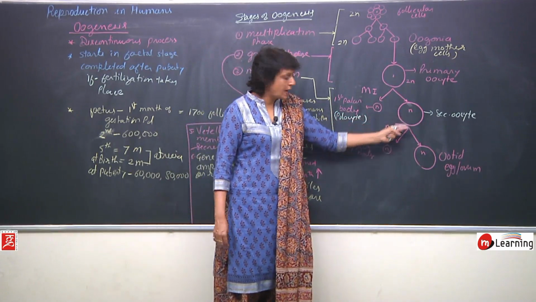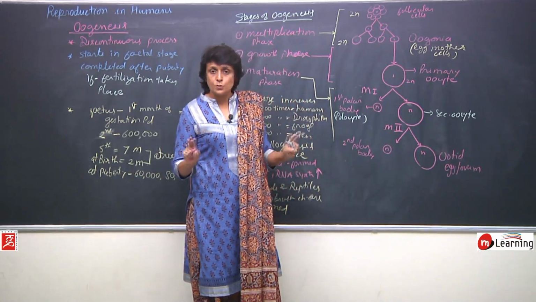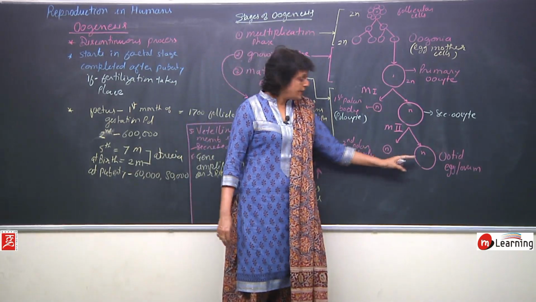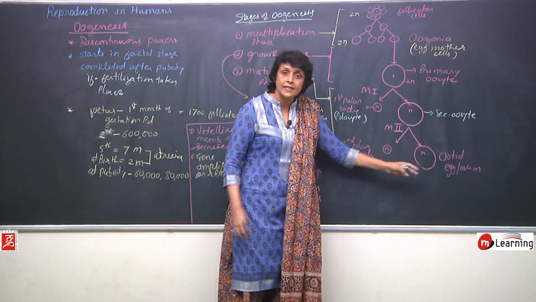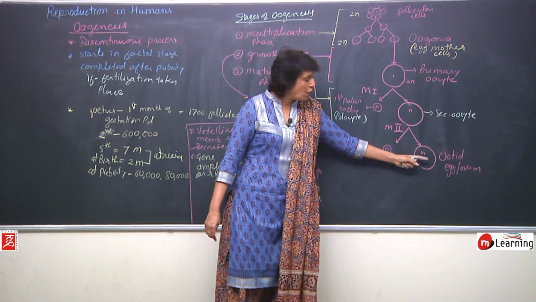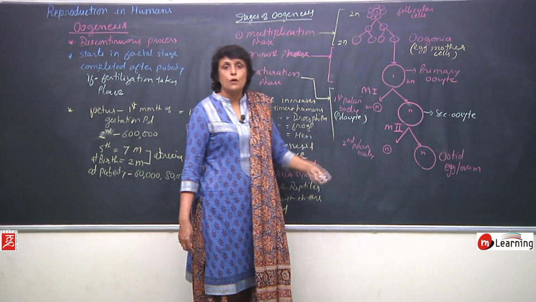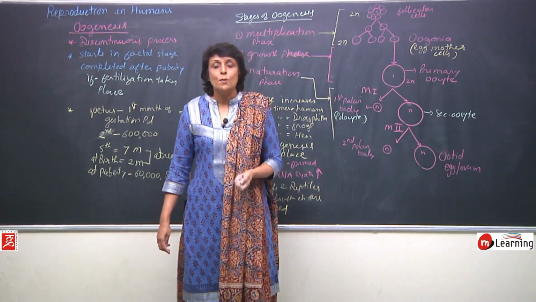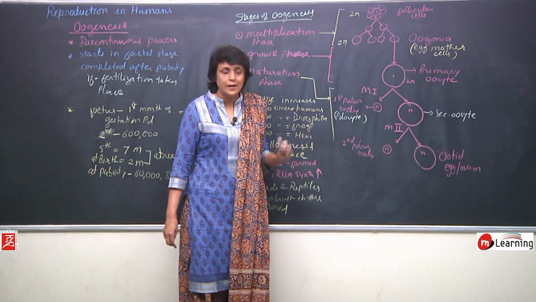The secondary oocyte undergoes meiosis 2. Again, nuclear division is proper, haploid and haploid, and one cell gets negligible cytoplasm while the other cell gets maximum cytoplasm. So this bigger cell which is formed is the egg or ootid. The other smaller cell is known as the second polar body. These polar bodies are also known as polocytes.